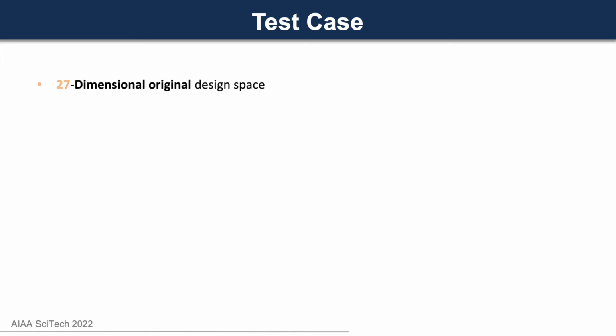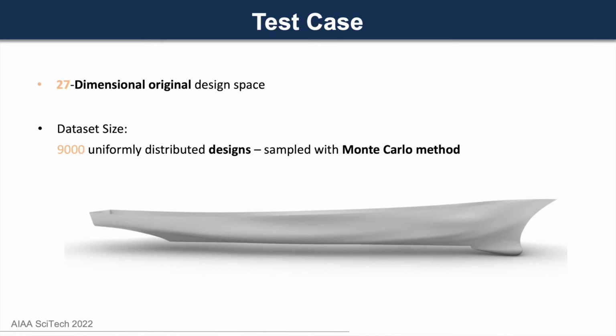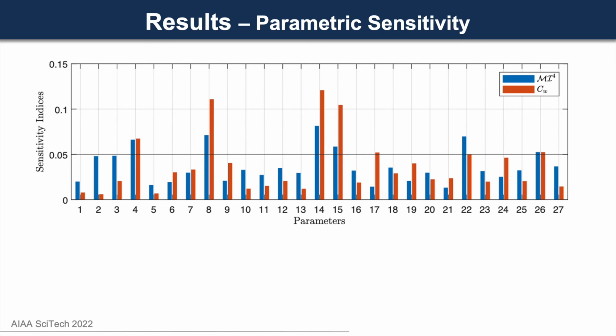As the design was parameterized with 27 parameters, this creates a 27 dimensional design space. So to initiate the proposed methodology, we sample this design space with 9,000 uniformly distributed designs using a Monte Carlo method. Here are the results of the sensitivity indices of the parameters when sensitivity analysis is performed with respect to the wave resistance coefficient CW, which is shown here in orange, and with respect to the fourth order geometric moment, which is shown here in blue color.